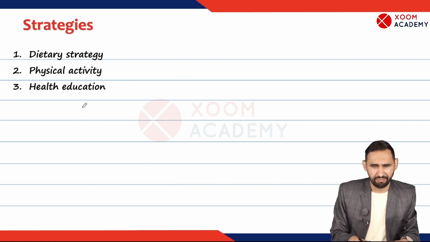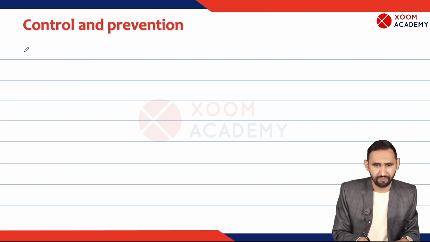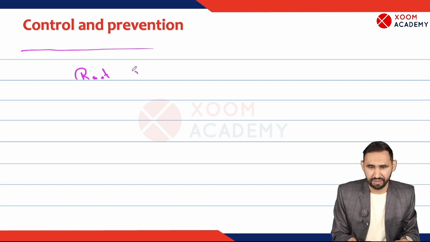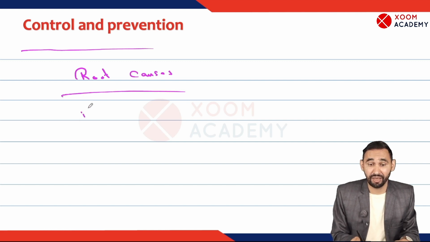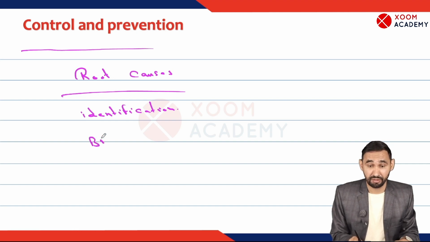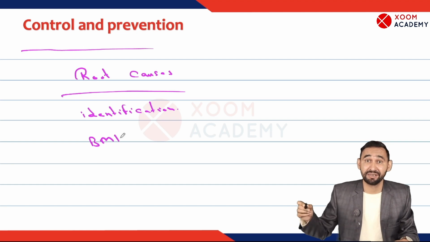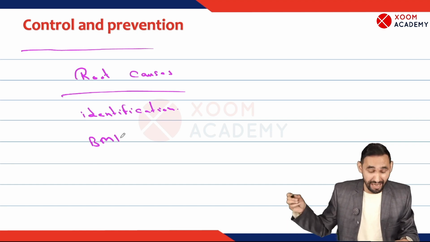How can we control them? We need to control the root cause, or we need to control causes. So root causes should be treated. Causes should be identified. We should identify those who are obese, or those who have a tendency to become obese. BMI should be monitored regularly. If it is greater than 25, the person has a tendency to become obese. We have to control the weight.